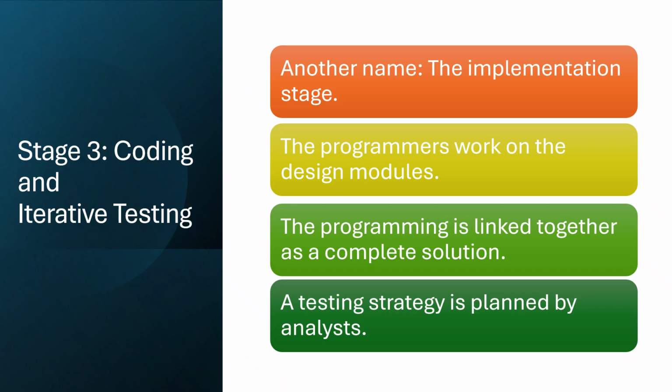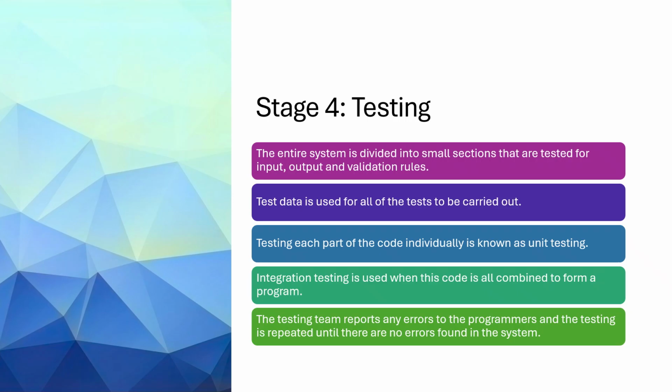So each module is repeatedly tested by the programmers using different forms of data, so that the module in itself can be refined in simplified form first before it is combined with the other modules and becomes part of a bigger structure. Once all the modules are made and combined as a bigger structure, we move on to stage 4, which is the testing stage, in which the entire system is divided into small sections that are tested for input, output, and validation rules.